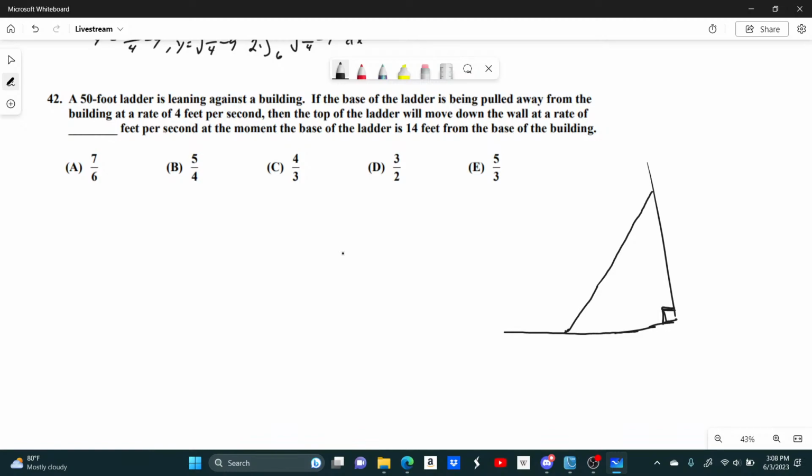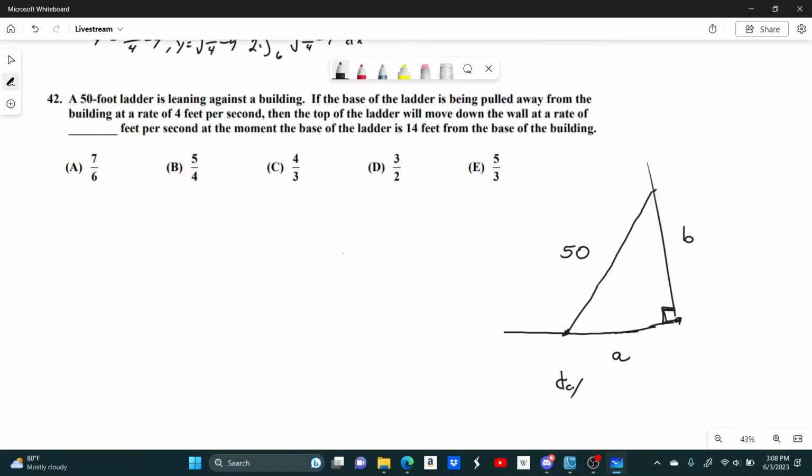So I'm going to call the distance from the bottom of the ladder to the wall A, and I'm going to call the distance from the corner to the top of the ladder B. Right? So it's a 50-foot ladder, so this length is 50. That's a constant. The base of the ladder is being pulled away at a rate of 4 feet per second.